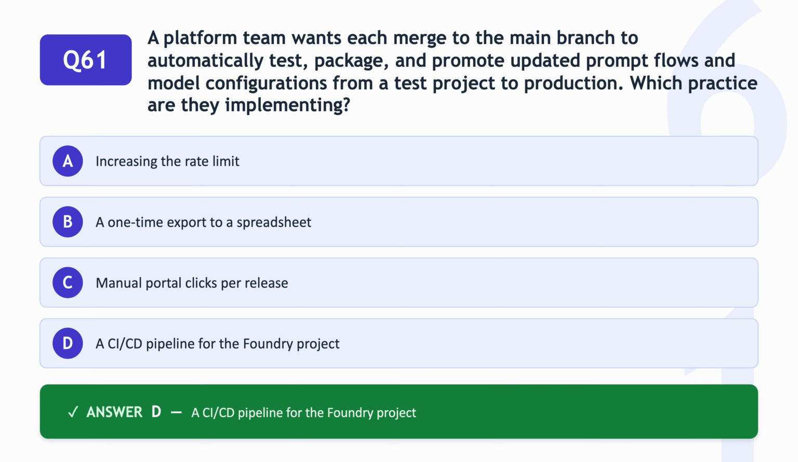Correct answer. D. A CI/CD pipeline for the Foundry project. Why D is correct? The scenario describes an automated release process triggered by code changes. Merge to main branch, automatically test, package updated prompt flows and model configurations, promote from test to production. This is exactly a CI/CD pipeline.